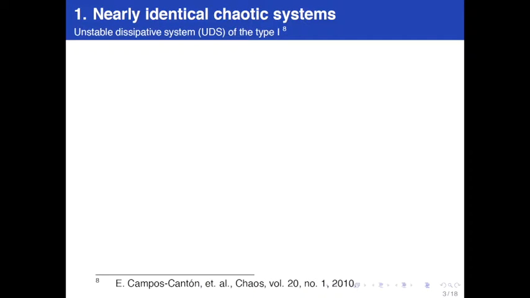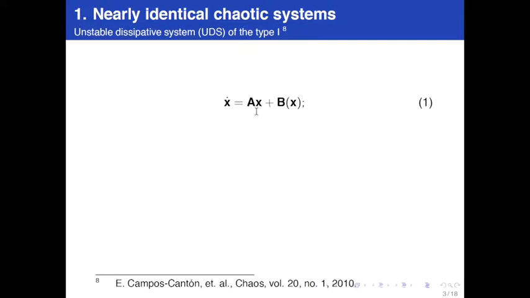In order to obtain nearly identical nodes on the network, we will be focusing on the unstable dissipative systems of the type 1 theory, which was first introduced in reference number 8. In this case, the idea is to have a piecewise linear dynamical system in a three-dimensional space that presents a hybrid part given by this capital B.